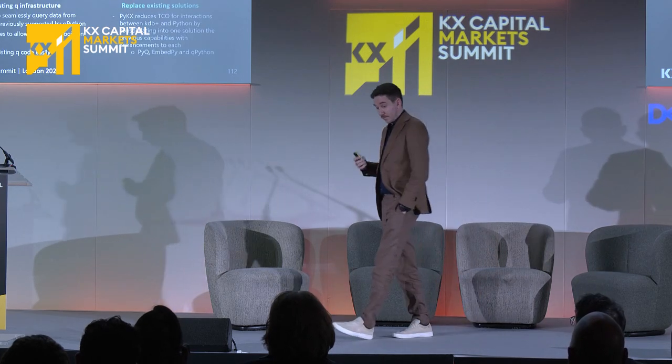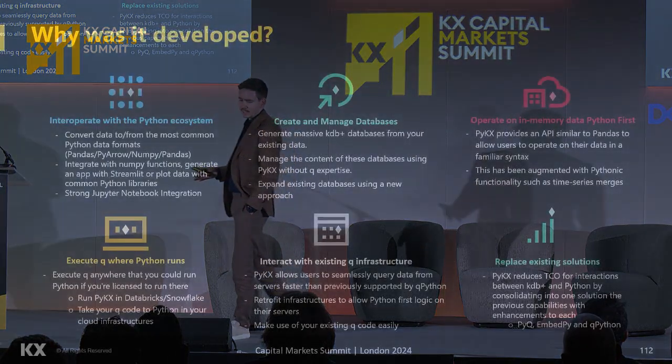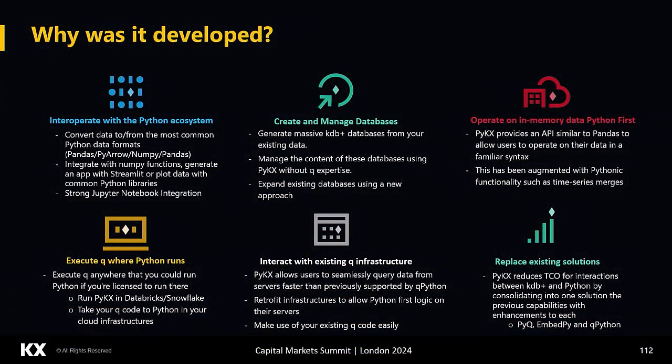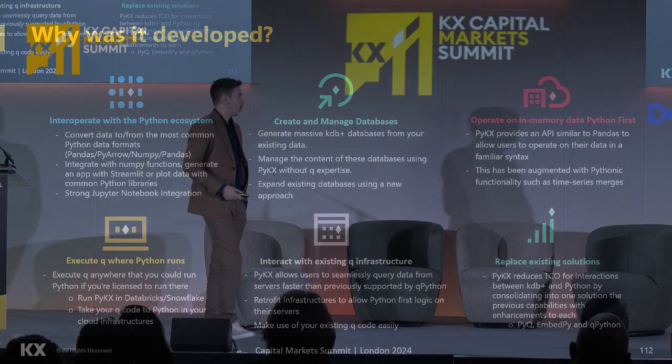Okay, so why did we develop it? There are 6 key things that we were looking to achieve at the initial stages of PyKX's development that ultimately still hold true today. Some things have changed, and I'll talk through some of that, and there'll be additions onto this in a later slide. So, starting at the top left, interoperating with the Python ecosystem was a key part of what we were trying to do at the very beginning. So conversions of data to and from the most common Python data formats as fast as possible. So pandas, pyarrow, numpy was pretty much a key initial requirement.